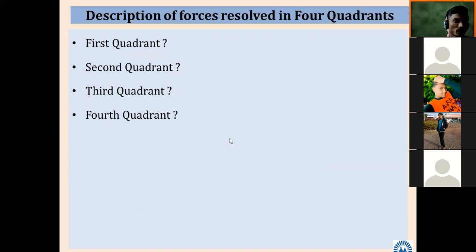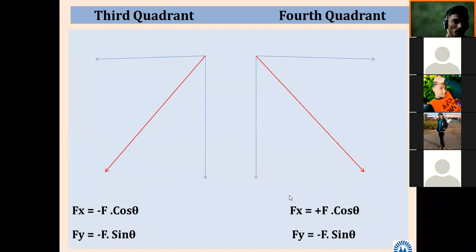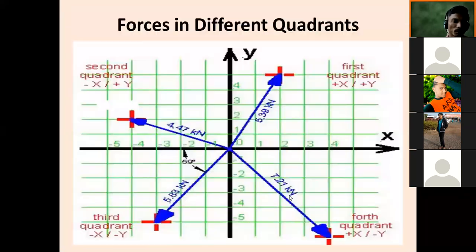Even the description of the force in different quadrants, we discussed in depth yesterday. In the first quadrant both components are positive. In the second, one is positive and one is negative: the y component is positive and the x component is negative. In the third quadrant both components are negative. On the other hand, in the fourth quadrant the x component is positive and the y component is negative.